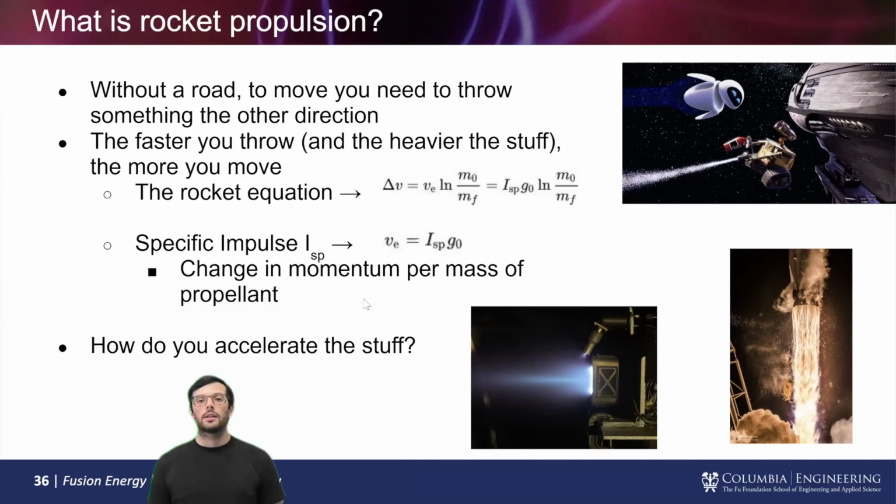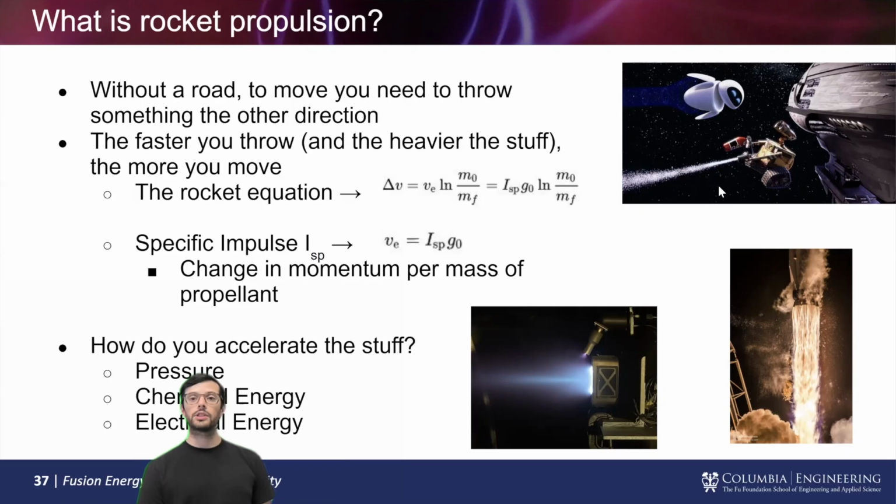So then there's 3 different examples, and these are kind of the 3 basic ways of rocket propulsion. But you could think to yourself, how do you think you could accelerate stuff? How do you think I can throw things in space effectively? So the 3 types are pressure, which is this Wall-E image.